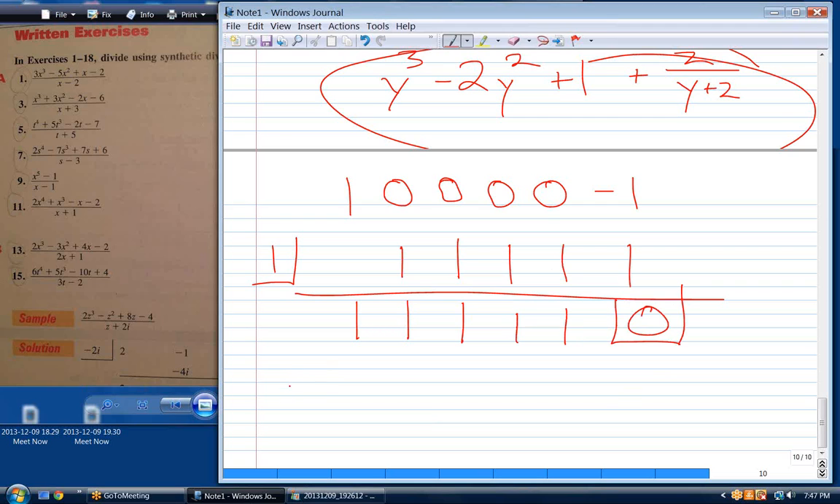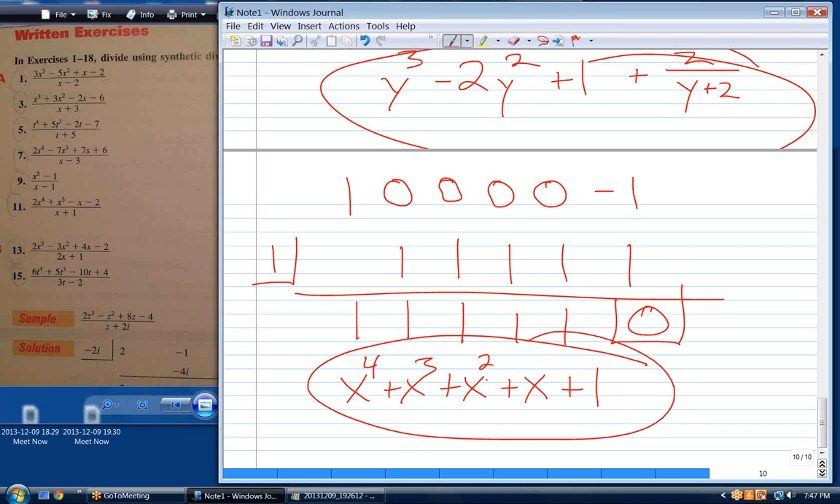So it is a factor, and what's the answer? It's going to be x to the 4th plus x to the 3rd plus x squared plus x plus 1. Now, isn't that an interesting answer to that problem? Yeah. Who would have thought?